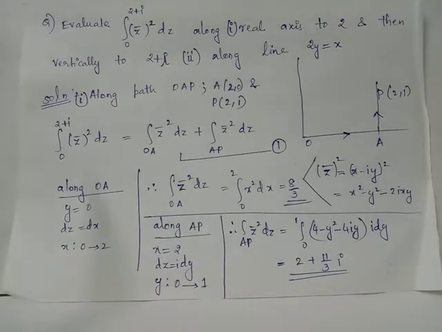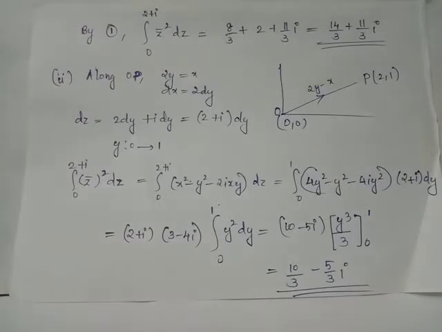In order to get the complete integral from 0 to 2 plus i of z bar the whole square dz, we have to sum these two answers, that is 8 by 3 plus 2 plus 11 by 3 i will give the final answer. So along the first path OAP, we have the integral's answer as 14 by 3 plus 11 by 3 i. Now let's evaluate the integral along the second path, the line 2y equals x.